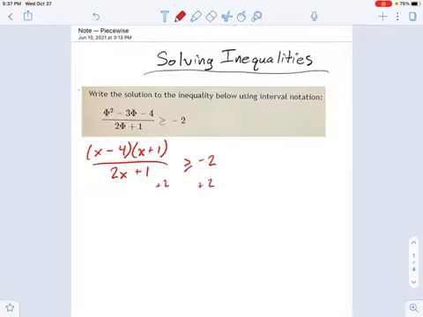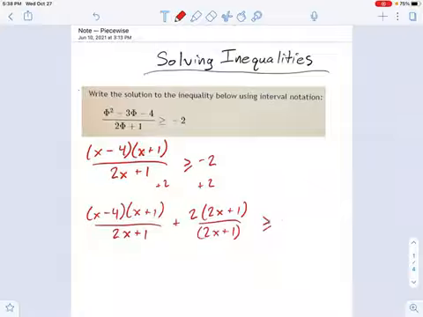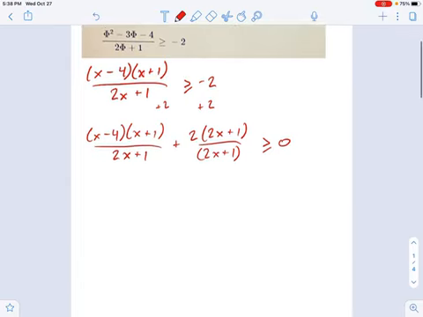I need to add 2 to each side, and this is going to be (x minus 4)(x plus 1) over 2x plus 1, plus 2. And to give it a common denominator, I'm going to multiply it by a crazy 1: 2x plus 1 over 2x plus 1. Now I can add these fractions together, and the result will be greater than or equal to 0.